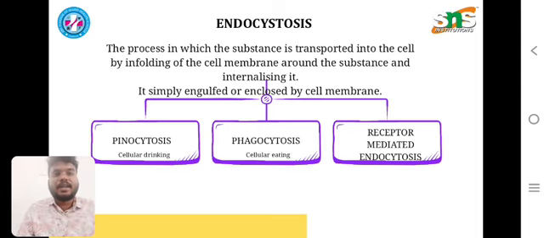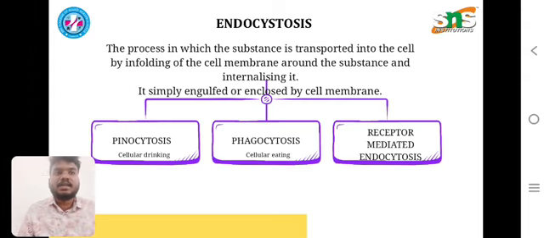Endocytosis means taking the substance into the cell. It is the process in which the substance is transported into the cell by unfolding of the cellular membrane around the substance and internalizing it. It's simply engulfed or enclosed by these cell membranes. There are three types: pinocytosis, phagocytosis, and receptor-mediated endocytosis.